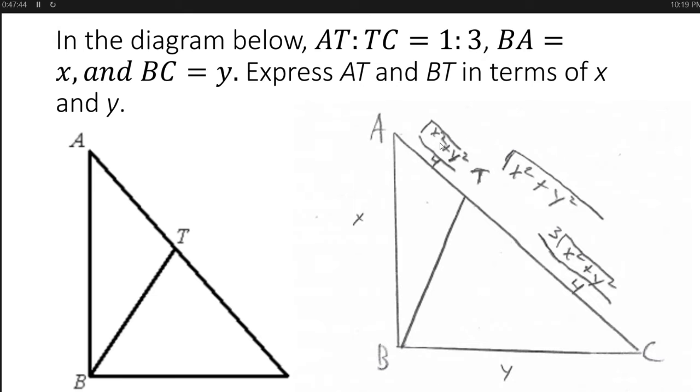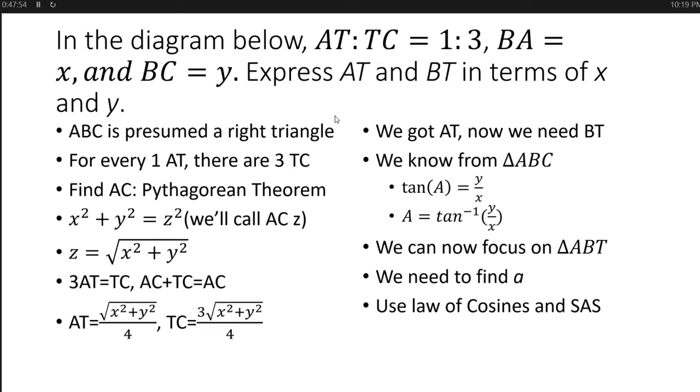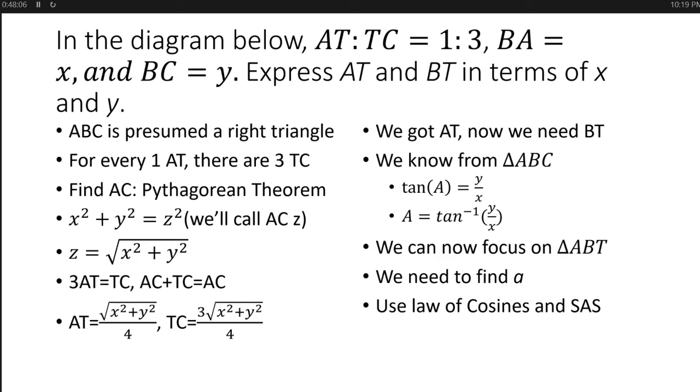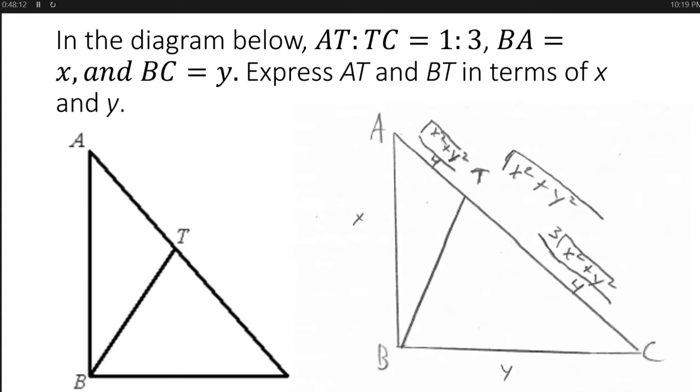And coming back to here, I labeled those right here and here. So now we know AT, so we just need to find BT, and we'll do that right now. So we have AT, we need BT, and we know from ABC that tan A is y over x. That's this thing right here. This is y over x, tan is opposite over adjacent. And so that means that the angle A is equal to inverse tan of y over x.